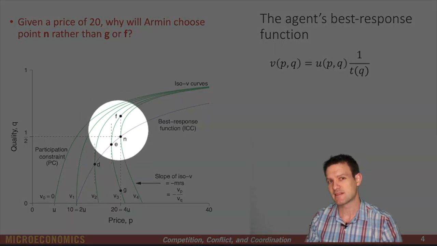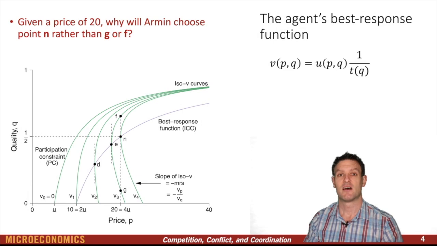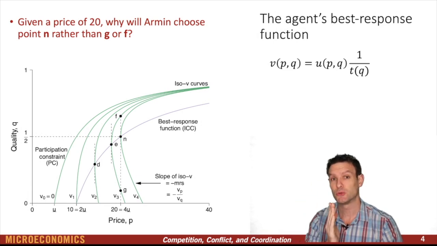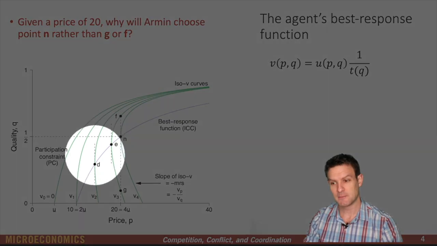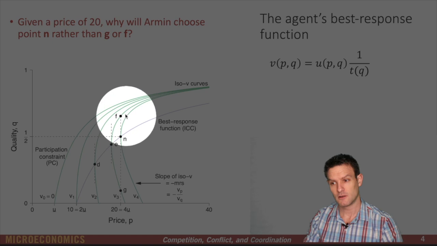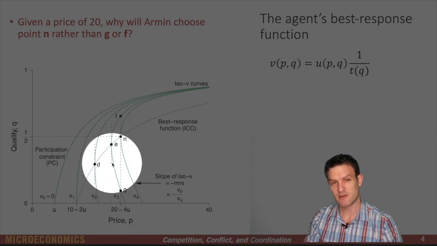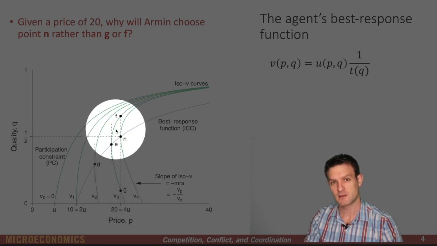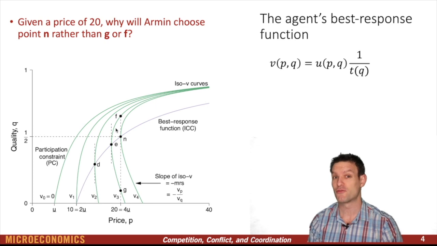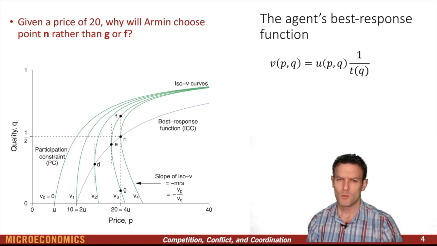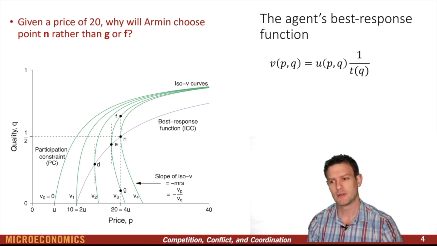And notice what is happening there at point N is that Armin's ISO value curve is tangent to a given price line. We take the price line, P equal to 20. So at P equal to 20, there is a vertical price line at that point. And then the ISO value curve that is tangent to that price gives us the best response function. We'll see exactly why that's true in a moment or two, but just keep that in mind as we progress.